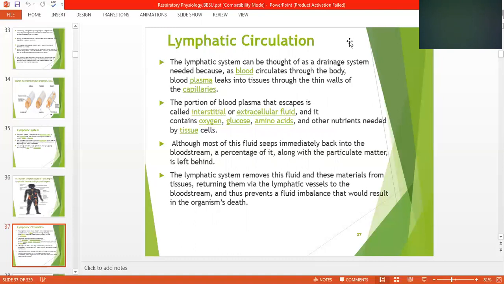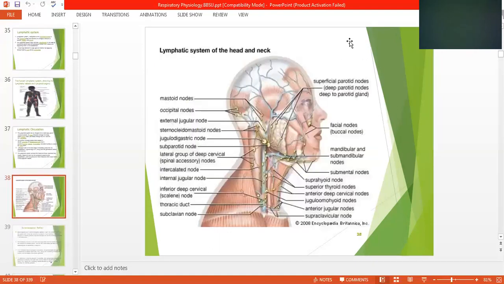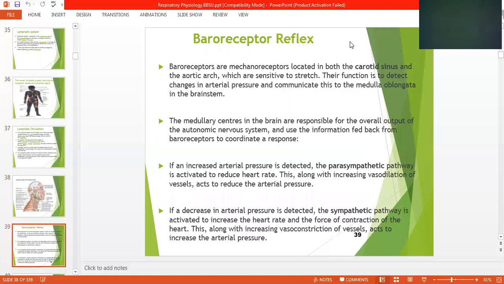The lymphatic system removes this fluid and these materials from the tissue, returning them via the lymphatic vessels to the bloodstream and thus prevents the fluid imbalance that would result in the organism's death. Here you can see the lymph system of the head and neck. The whole figure shown here represents the nodes distributed in our head and neck. So this is a very important lymphatic system for the defense mechanism of the body.